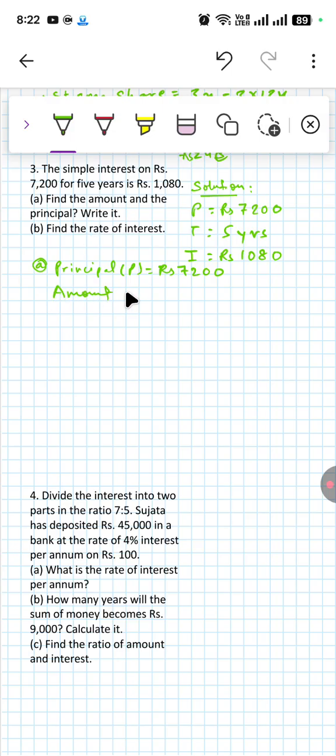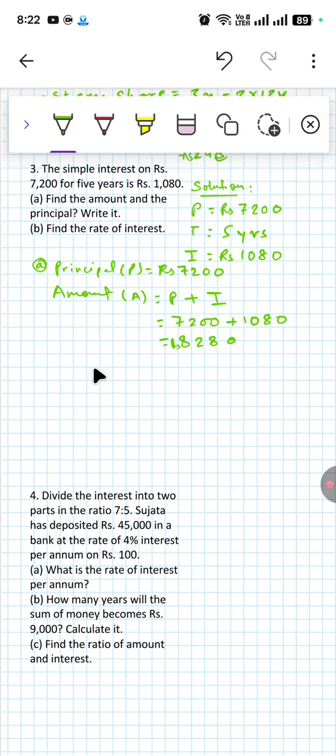Amount. Amount means the total money. So that is our principal plus extra money, that is interest. The principal is given 7,200 and the interest is also given, that is 1,080. So when we calculate, it will come 8,280 rupees. Now we have to find out the rate.